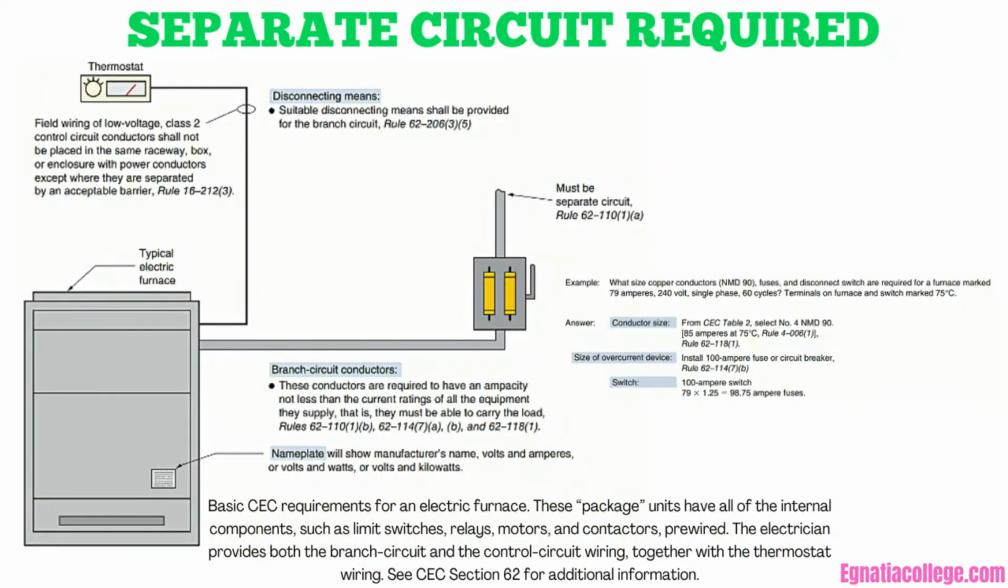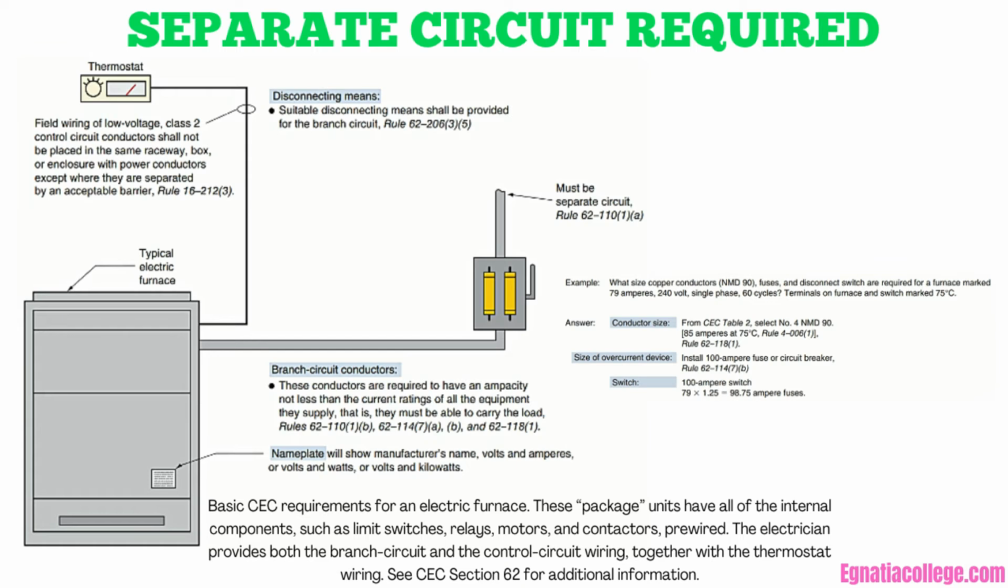Separate circuit required. Rules 62-1101A and 26-8061 require that central heating equipment be supplied by a separate branch circuit. This includes electric, gas, and oil central furnaces and heat pumps. The exception to Rules 62-1101 and 26-8061 is equipment directly associated with central heating equipment, such as humidifiers and electrostatic air cleaners, which are permitted to be connected to any branch circuit, Rule 26-806-4.